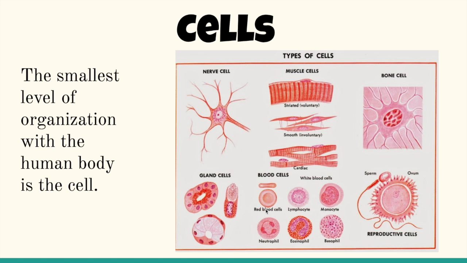Then we have blood cells, we have red blood cells, and then all of these different types of white blood cells: lymphocyte, monocyte, neutrophil, eosinophil, and basophil. And then, just like you learned about in 7th grade, we have reproductive cells. Biological males produce sperm, biological females produce ovum, or you may have referred to them as eggs.